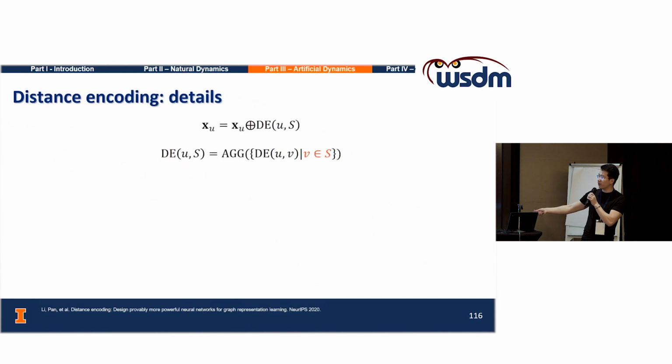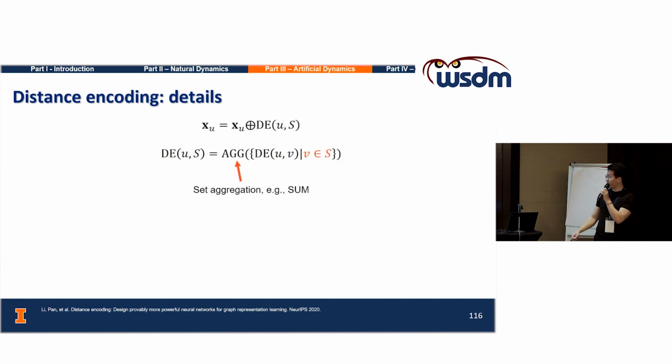Okay, so let's talk about what distance encoding is doing. As I mentioned, they try to concatenate some topology information into the given node features. Here the ⊕ operation means concatenation, and DE means the distance encoding between two objects. For the distance encoding between a node u and a target subgraph S, it is the aggregation of the distance encodings between u and every node in the subgraph S. So the key problem is, how could we select the distance between two nodes?